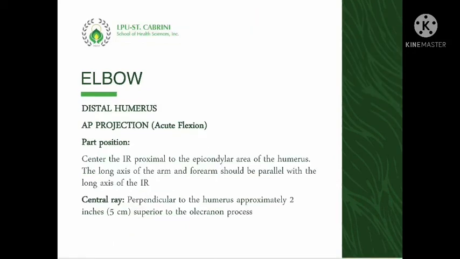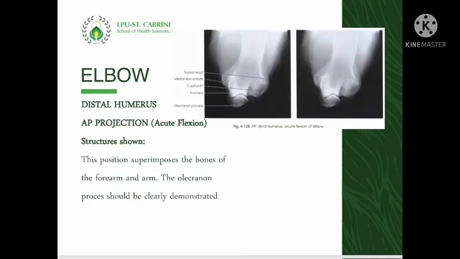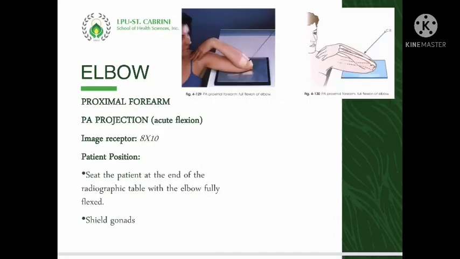Center the image receptor proximal to the epicondylar area of the humerus, and the long axis of both arm and forearm should be parallel with the IR's long axis. The central ray is directed perpendicular to the humerus and enters at a point approximately 2 inches superior to the olecranon process. This position will visualize a superimposed forearm and arm, and the olecranon process is clearly demonstrated.